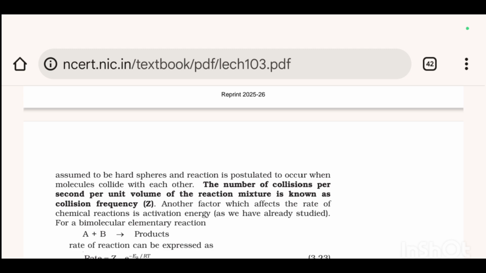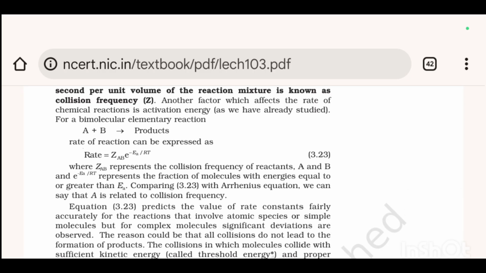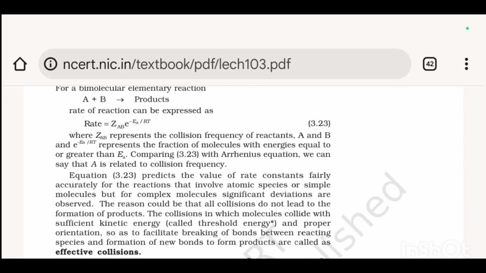For a bimolecular elementary reaction, A plus B gives products. The rate of reaction can be expressed as rate equals ZAB e raised to the power minus Ea upon RT, where ZAB represents the collision frequency of reactants A and B, and e raised to the power minus Ea upon RT represents the fraction of molecules with energy equal to or greater than Ea. Comparing with the Arrhenius equation, we can say that A is related to collision frequency. This equation predicts the value of rate constants fairly accurately for reactions that involve atomic species or simple molecules, but for complex molecules, significant deviations are observed.